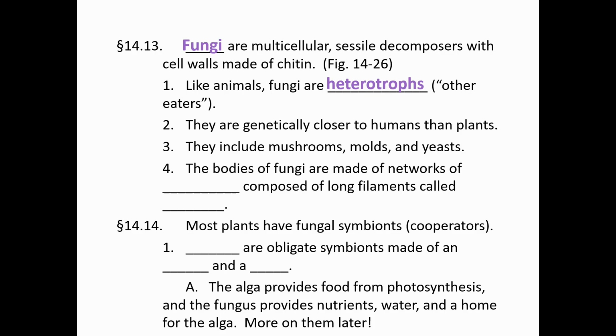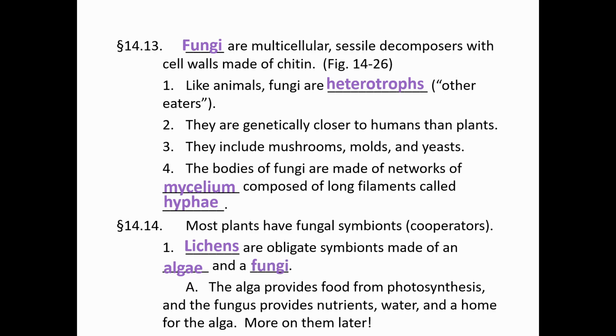and yeasts. And so the bodies of fungi are made of networks of mycelium. These are long filaments called hyphae. So we have these large mycelium that are made of these long filaments called hyphae. Now, many of the plants out there have a helpful relationship with different fungi, what we call symbionts or a symbiotic relationship. They cooperate together. And lichens are a really good example of that because they are obligate symbionts, meaning they have to be in a symbiotic relationship with an algae and a fungi.